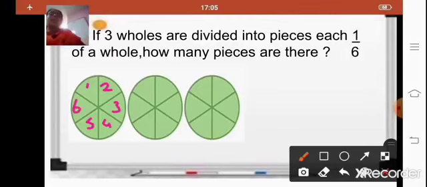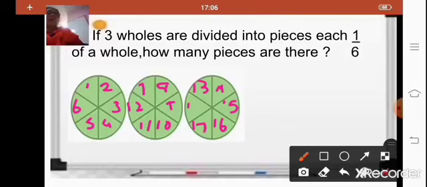That means each part is 1/6 part of a whole. Again here 6 parts. So let me continue this. 7, 8, 9, 10, 11 and 12. Again here 6, 13, 14, 15, 16, 17 and 18. So total how many parts are there? That is 18 sixths.